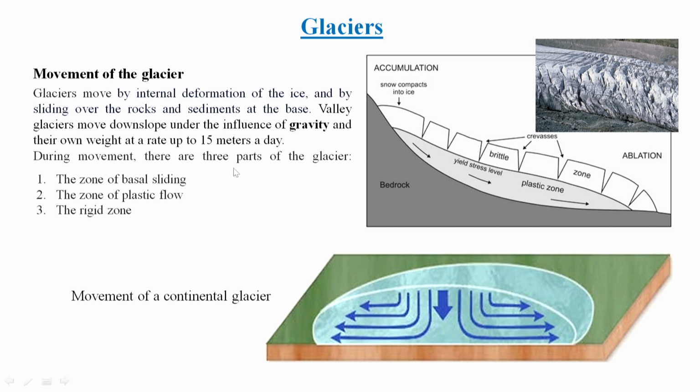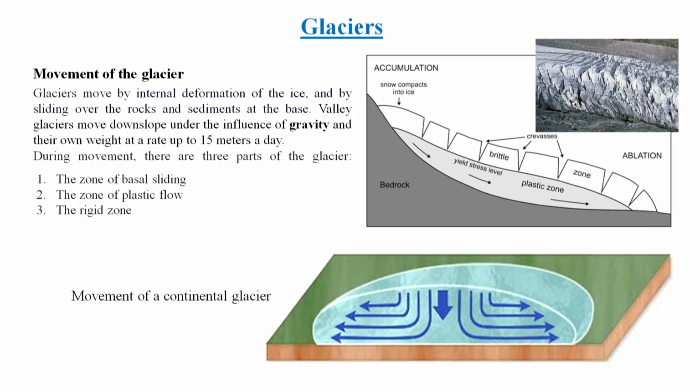During this movement there are three zones. The zone of basal sliding, where sliding takes place, and that requires a gradient. The zone of plastic flow, where the ice will slide down over the slope, so there will be a plastic zone where your ice can move in a plastic manner, like we discussed about plastic deformation a few lectures ago. And the top of the ice will be the rigid zone, and that will behave in a strictly brittle manner.